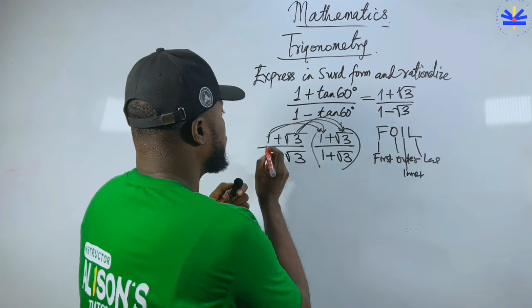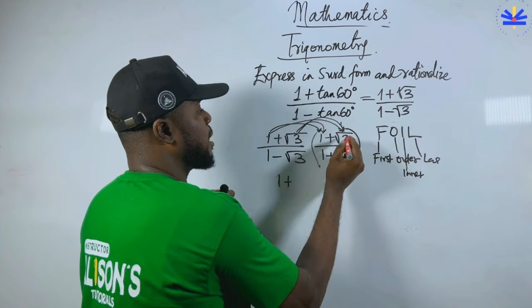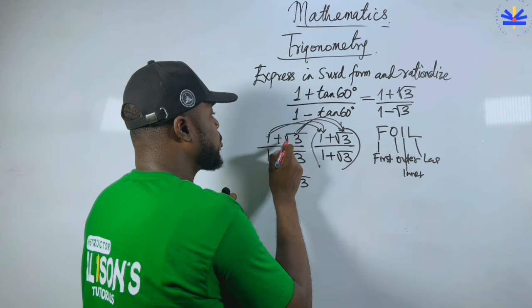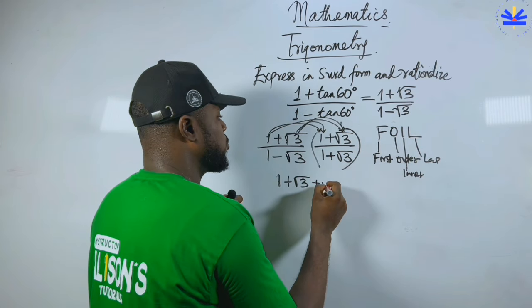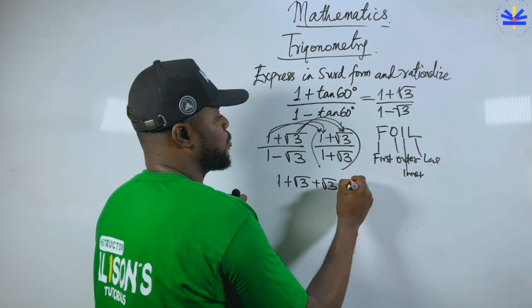So you just say 1 times 1, 1, plus 1 times root 3, root 3. You don't finish with that one. Go to this one: root 3 times 1, root 3. Root 3 times root 3 will give you just 3.